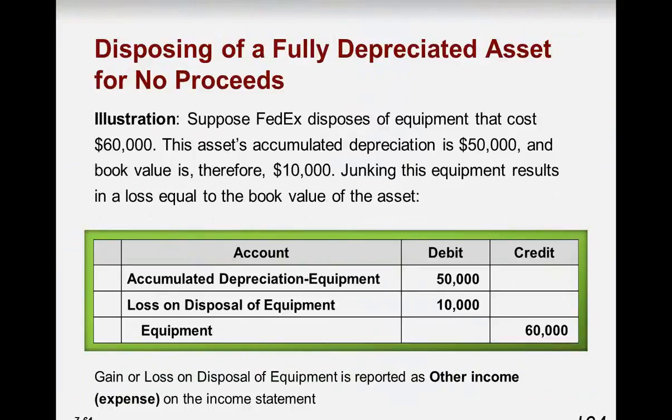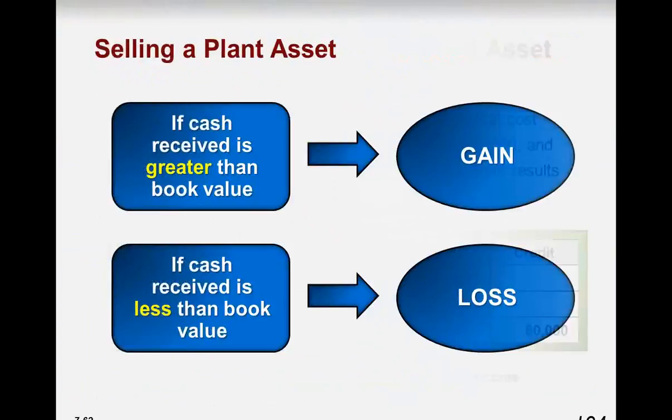So this was junking a piece of equipment that had a book value remaining of $10,000, therefore we had to book a loss. If my cash received is greater than the book value, then I have a gain when I'm selling. If the cash is less than the book value, I have a loss.